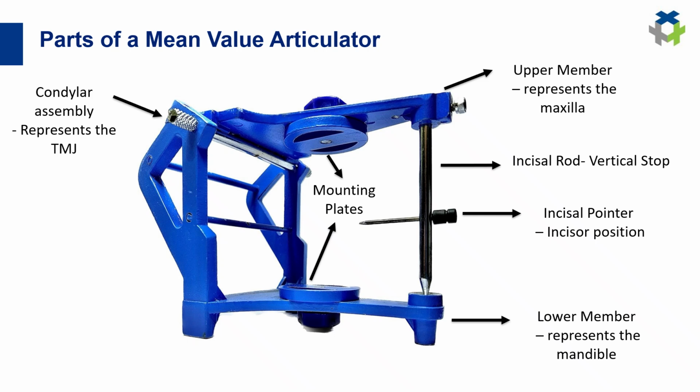Let us see the mean value articulator, which we commonly use in our dental curriculum at the undergraduate level. There are the upper member and the lower member. The upper member represents the maxilla, and the lower member represents the mandible. Then we have a vertical stop, which is called the incisal rod. And we have an incisal pointer to position the upper or the lower incisors. Then we have the mounting plates to which the cast, that is the maxillary and mandibular cast, can be attached. And in the posterior, we have the condylar assembly, which actually represents the temporomandibular joint.